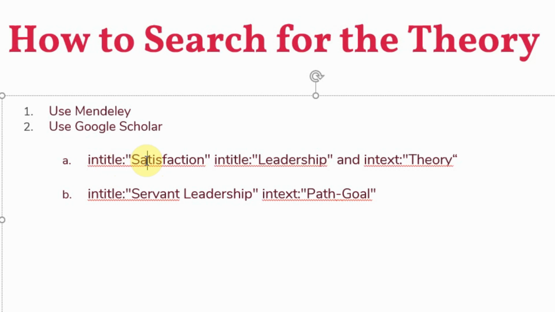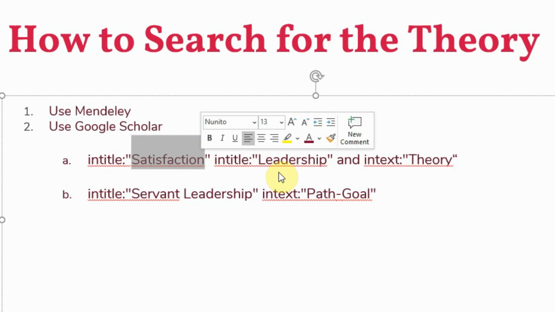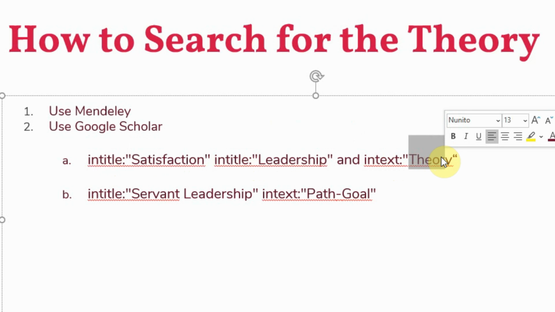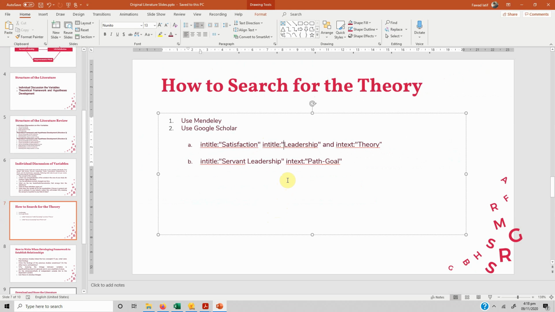So I'm interested in that satisfaction should be part of the title, leadership should be part of the title, and there should be theory in the text. So what theory has been utilized to explain the relationship between leadership and satisfaction? Obviously, you can change it with servant leadership as well. But obviously, let's say there is not much research on how servant leadership affects satisfaction or life satisfaction. So we are going for a general theory that explains how leadership could affect satisfaction.